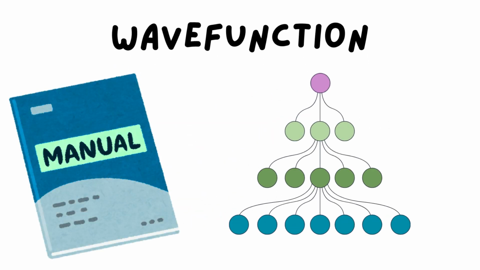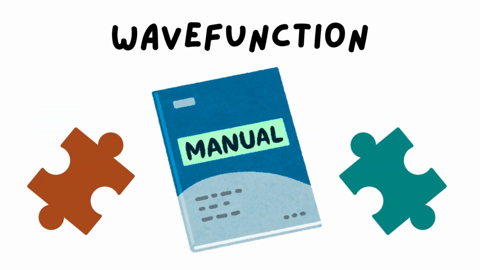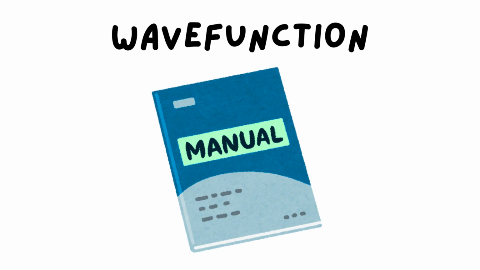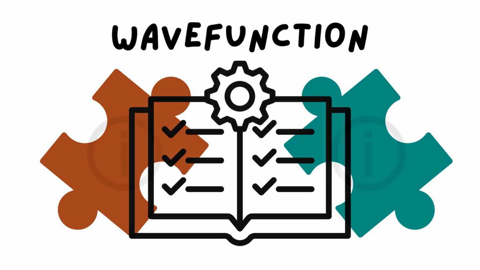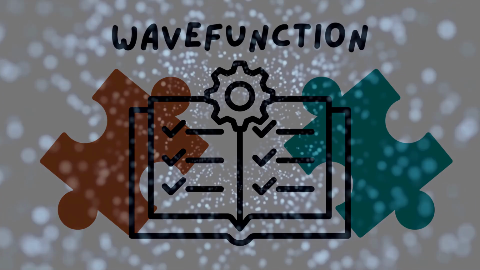Think of a wave function like a manual that holds all the possible outcomes. The marbles share the same one. That means they're just two parts of a single description. So if you learn something about one marble, you instantly know about the other because they follow the same set of instructions. Now let's do this in the quantum world.